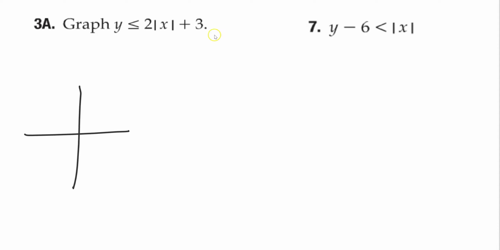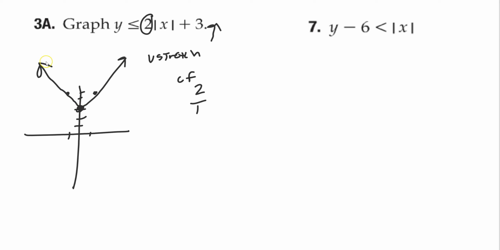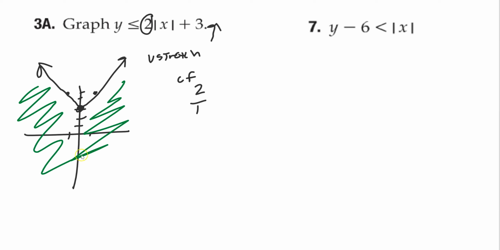Plus 3. So remember, I'll move it up 3. There's a vertical, notice on the outside, so it's a vertical stretch of 2. Could treat that like a slope. I'm going to go right 1 up 2. Left 1 up 2. Solid line, so make that solid. Now it's in proper notation, so less than means below. But again, if you're not sure, pick a test point.